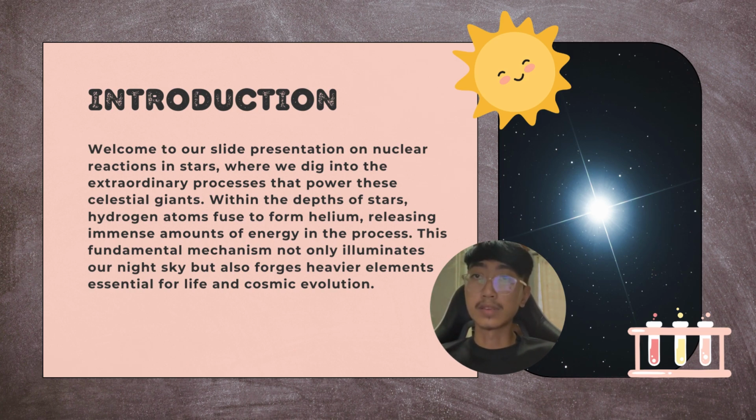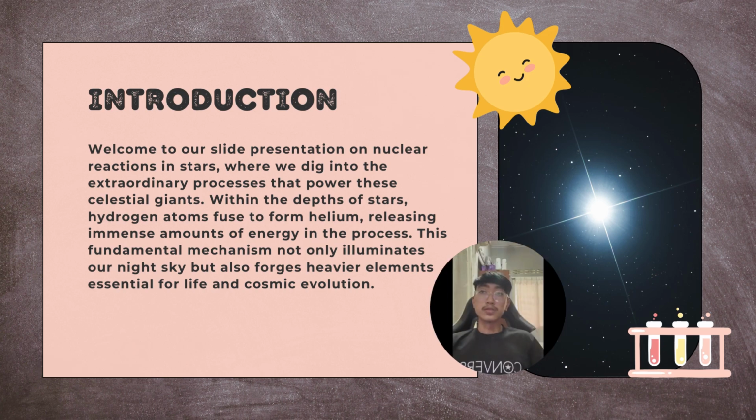There are several types of nuclear reactions that occur in stars, primarily involving the fusion of lighter atomic nuclei into heavier nuclei. Here are the main types. First, we have the proton-proton chain reaction. Second, the CNO cycle, which is carbon, nitrogen and oxygen. The third one is the triple alpha process, and the fourth, advanced nuclear burning.